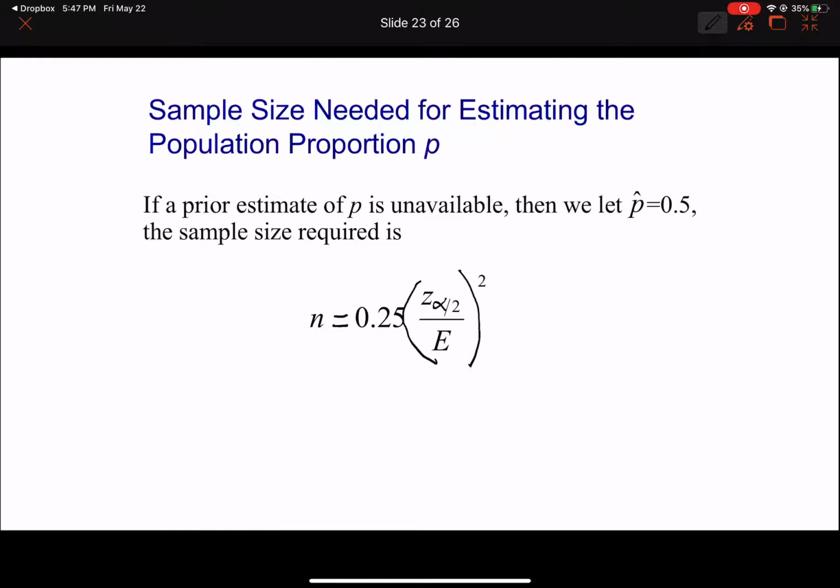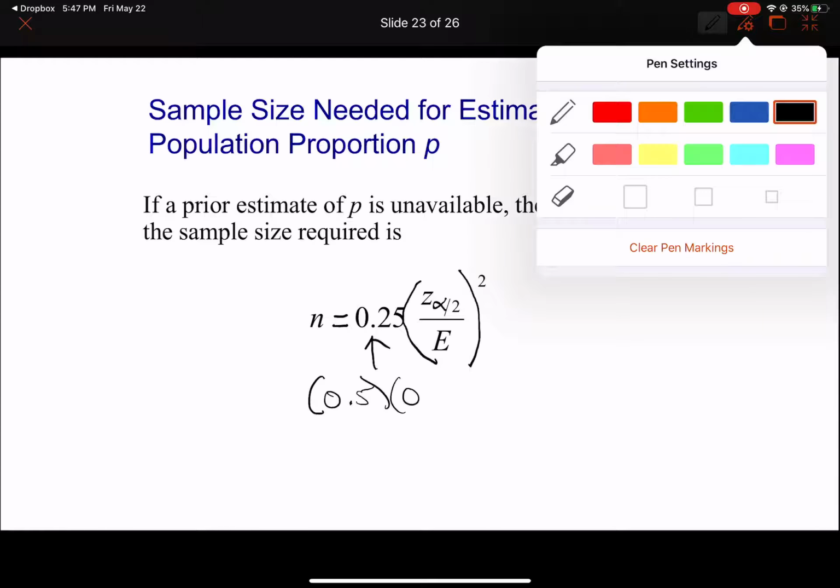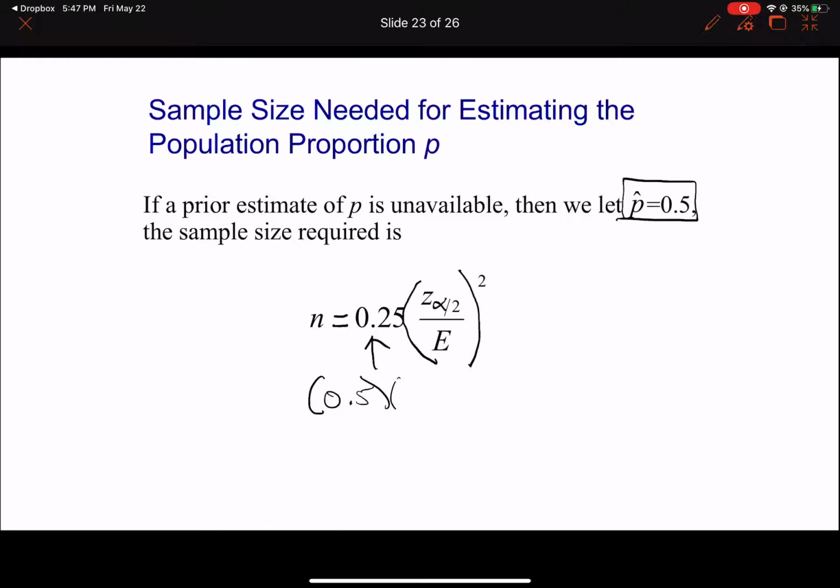Okay, so this is if a prior estimate is not available, we use p hat equals 0.5. So this right here is 0.5 times 1 minus 0.5, because 1 minus 0.5 is also 0.5. So 0.5 times 0.5 is 0.25. That's why we're using that. We're using 0.25 there.